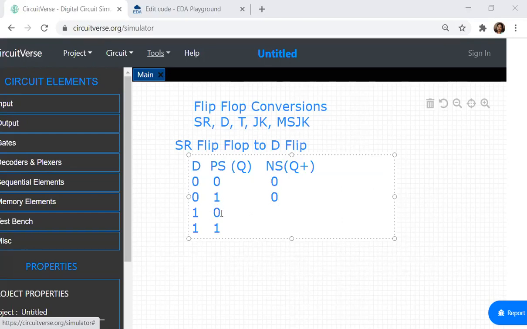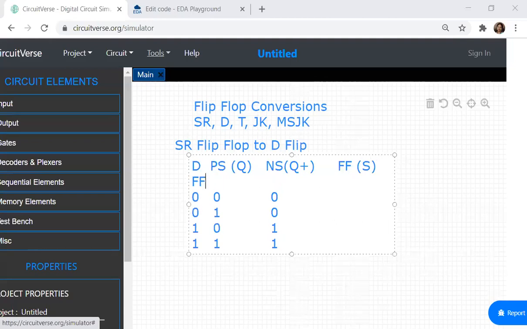Now if D is 1, what will be the output of the flip-flop? Output will be equal to 1 irrespective of Q, because we are not concerned with Q in dealing with D flip-flops. So when D is again 1 and 1, this will be 1, because a D flip-flop follows the input. Now this is done. Now we have to write the flip-flop inputs. What is the conversion we have? We have SR. So flip-flop S input, and the next one is flip-flop R input.